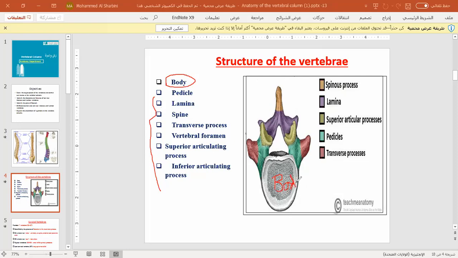From the body, 7 processes arise: the transverse processes here and here, the spine in the middle, and the superior and inferior articular processes. We have 2 superior articular and 2 inferior articular processes. The spine is formed by the union of the 2 laminae. And all these processes are attached to the body by the pedicle.